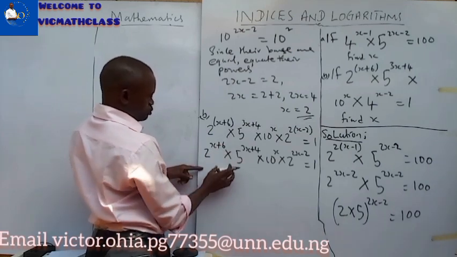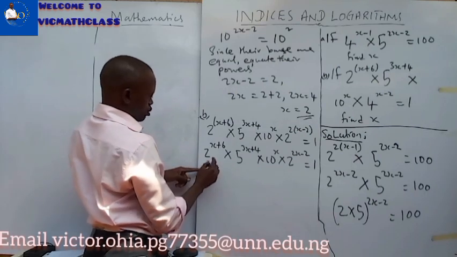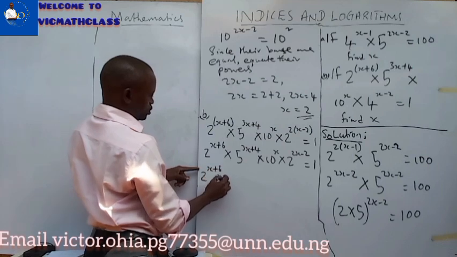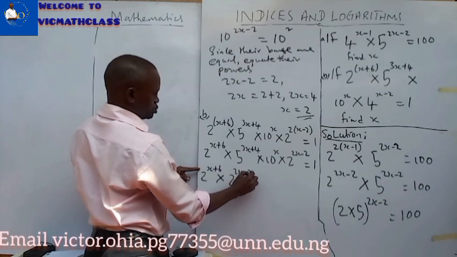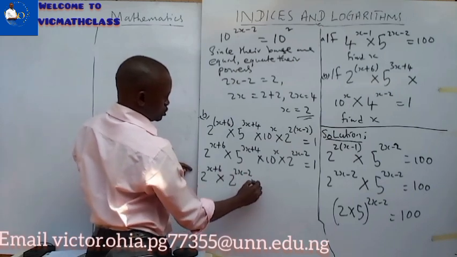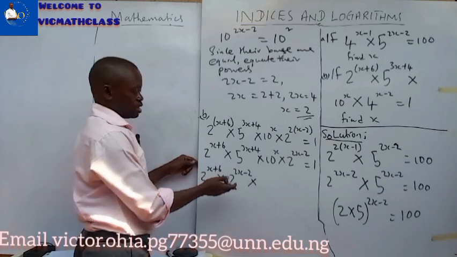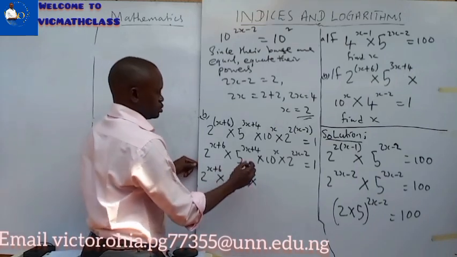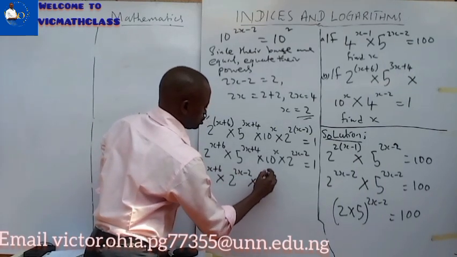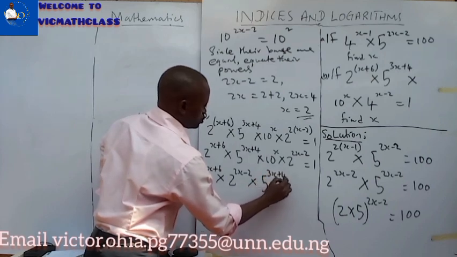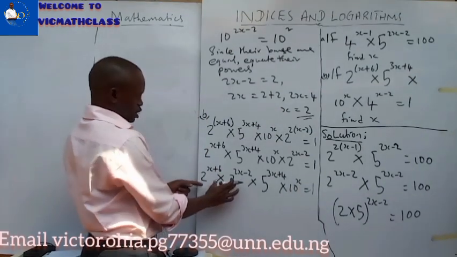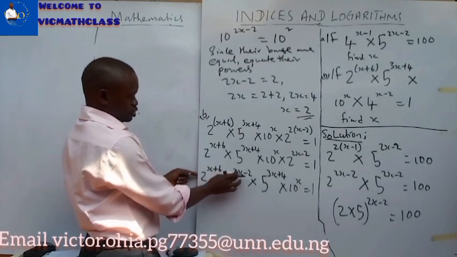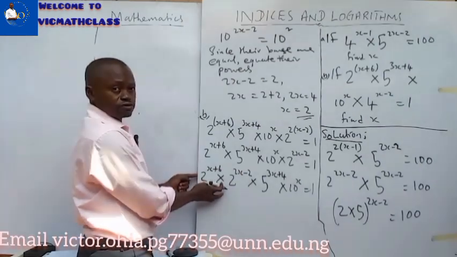Now, watch me bring these two together. I'll bring 2 to the power x plus 6 multiplying this one now, 2 to the power 2x minus 2. Then I'll bring down times, because see that multiplication, they can exist in any position. It's a product. 5 to the power 3x plus 4. Then times now 10 to the power x equals to 1. Okay, so that we can be able to check the addition of these powers as a result of this product.